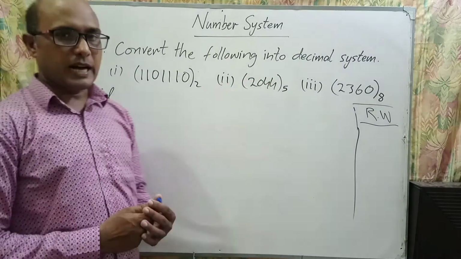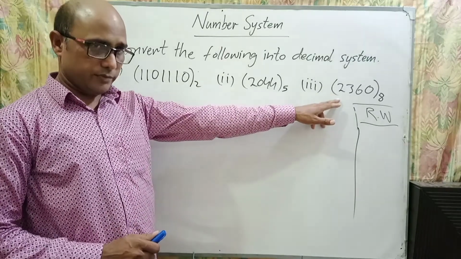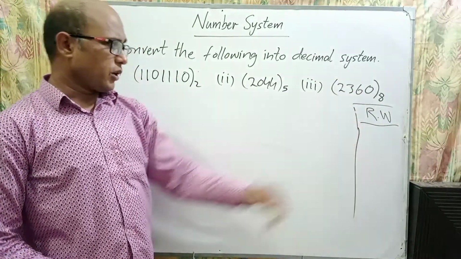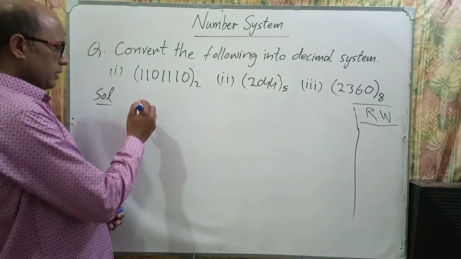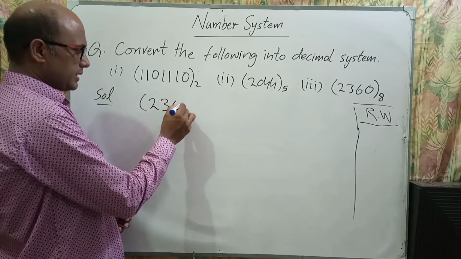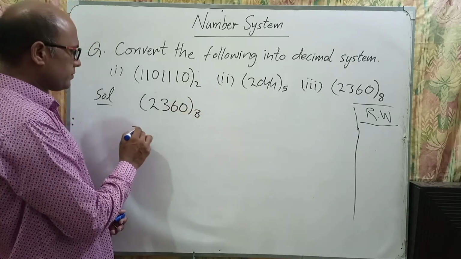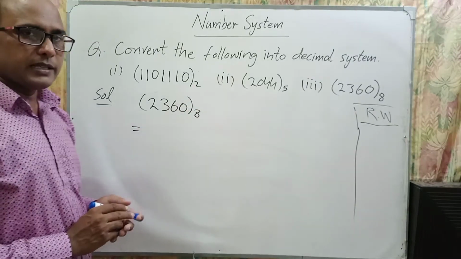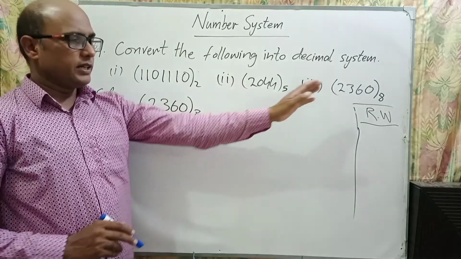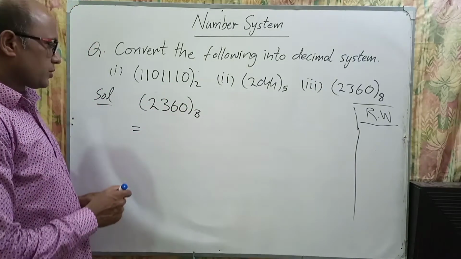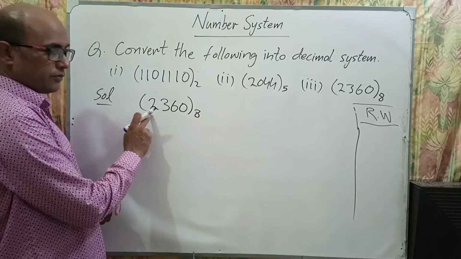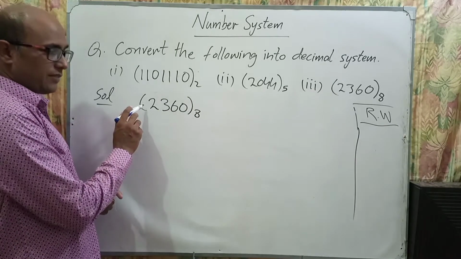Okay, students, we'll start part number 3, which has a base 8. It is called octal number also. 2360 with base 8. Method is the same in all the cases with binary with base 5 and base 8. So let's start. The number of digits are 1 2 3 4. So we'll start from the left hand side.